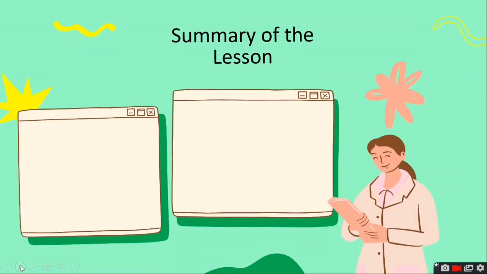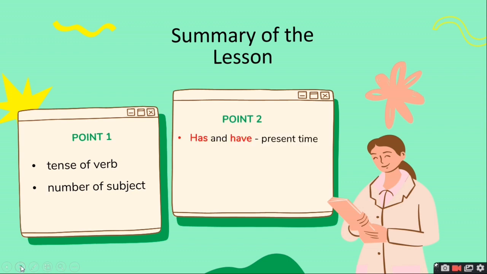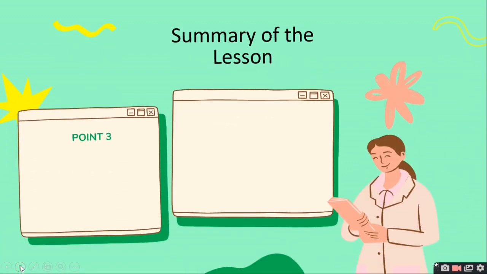Let's have a quick recap of this lesson. First, in using has, have, and had, we consider the appropriateness of the verb tense and the number of subjects. Second, we use has and have in the present time. Has is used in the present time with a singular subject, while have is used in the present time with plural subjects or multiple subjects.